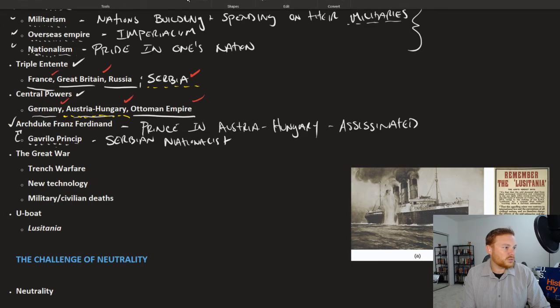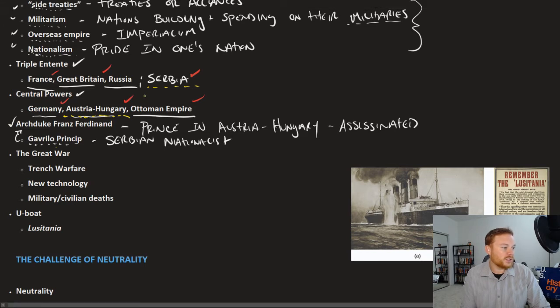Maybe we'll use a different color here, maybe green. So Serbia assassinates the Prince of Austria-Hungary. The Serbian government denies it. Austria-Hungary is not buying it. So Austria-Hungary declares war on Serbia.